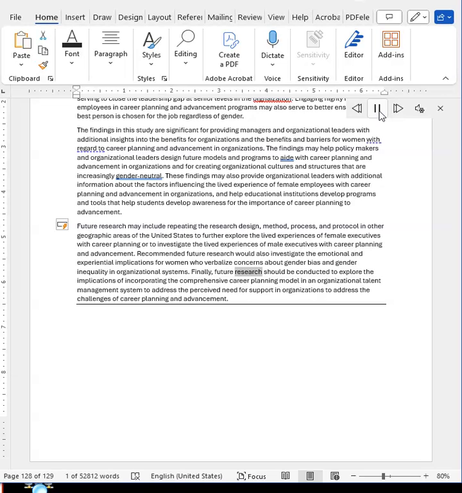Finally, future research should be conducted to explore the implications of incorporating the comprehensive career planning model in an organizational talent management system to address the perceived need for support in organizations to address the challenges of career planning and advancement.